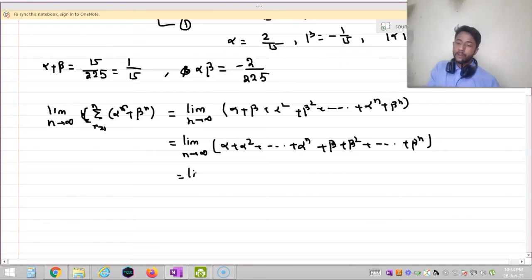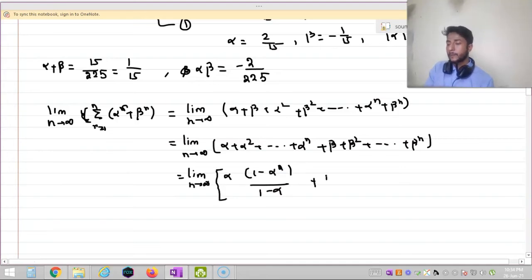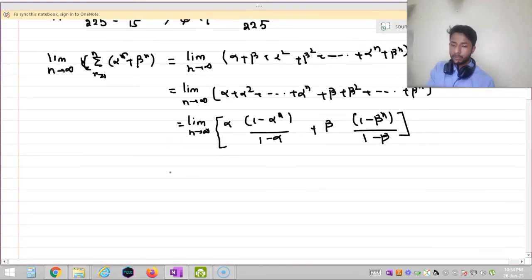Now limit n tends to infinity. If I use the sum of finite GP series, this is nothing but (1 minus alpha to the power n) by (1 minus alpha), and this is nothing but beta into (1 minus beta to the power n) by (1 minus beta). Okay, so as mod alpha is less than 1, if we take the limit as n tends to infinity, this is nothing but alpha by 1 minus alpha, and it becomes beta by 1 minus beta. Now we just need to simplify it.